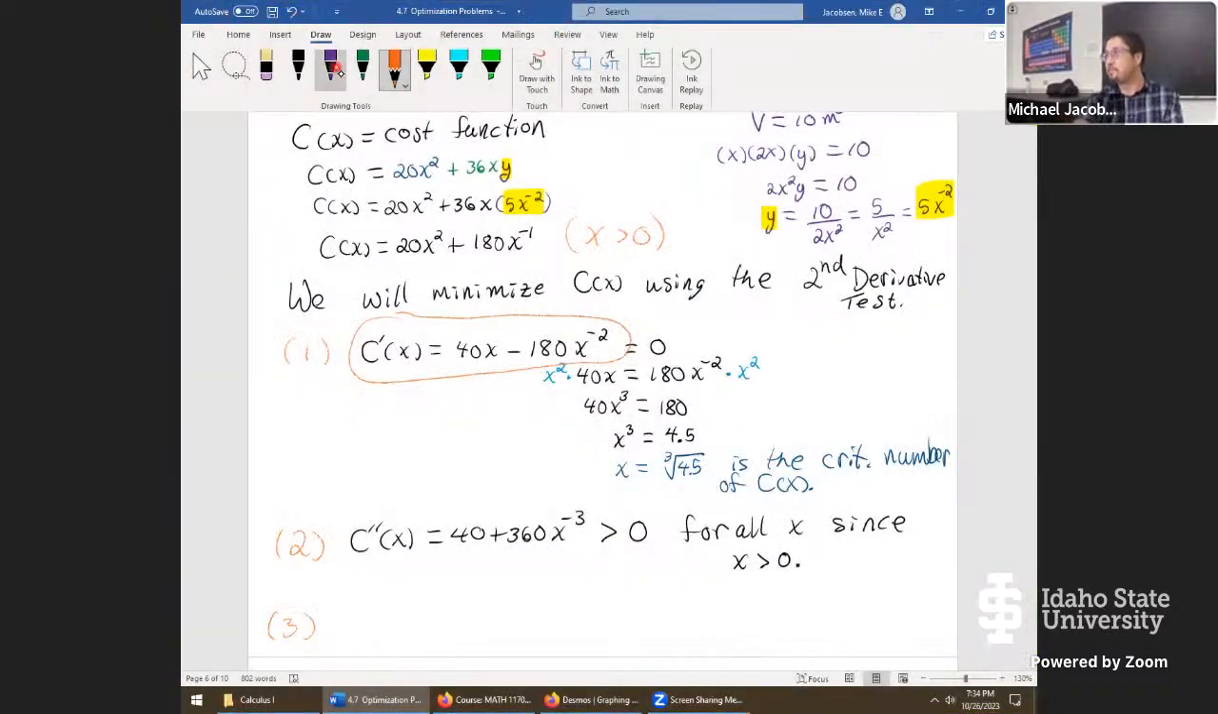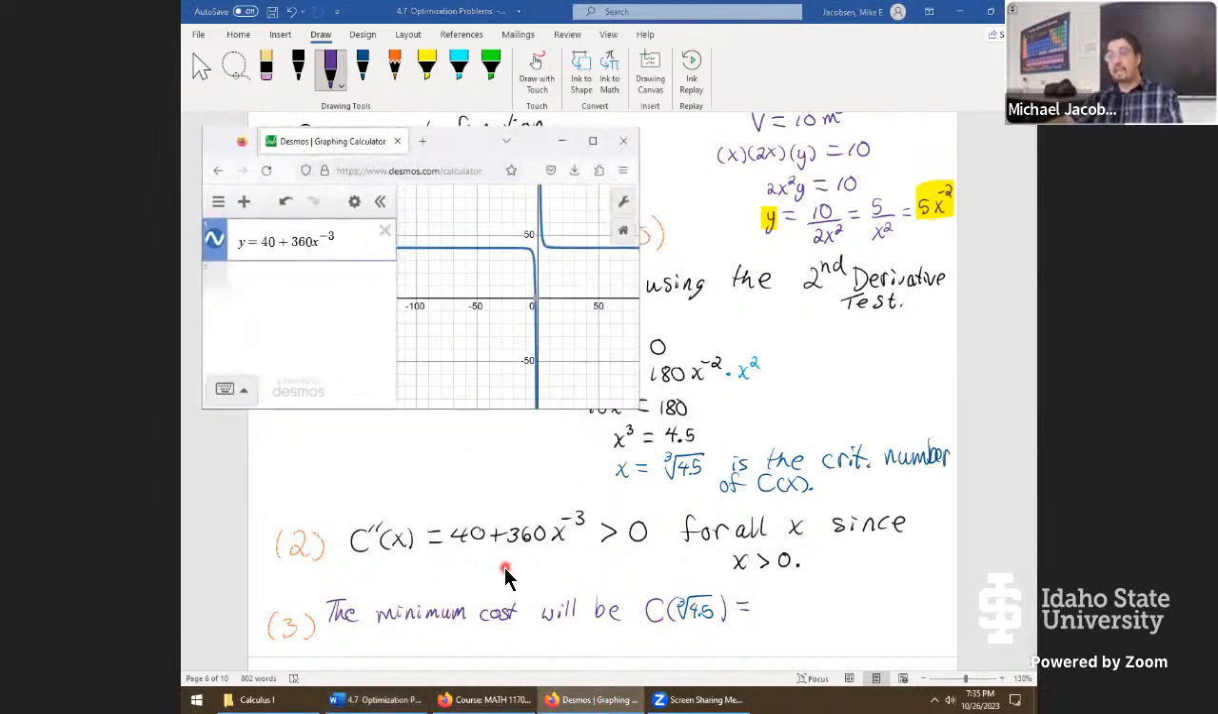We can now say for our conclusion, the minimum cost will be C at the critical number, cube root of 4.5. But now we actually have to calculate that cost. You can imagine you're working for a client. If you tell them, well, yes, we can find the minimum cost, but if you don't supply the value, they could be angry with us. So let's now plug all this into a calculator at this stage.